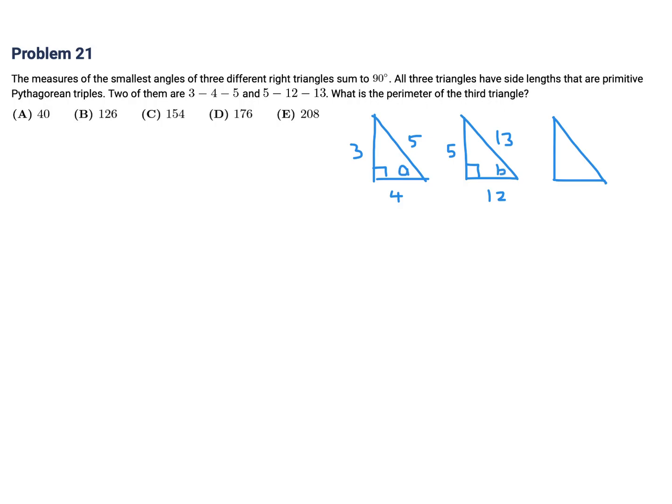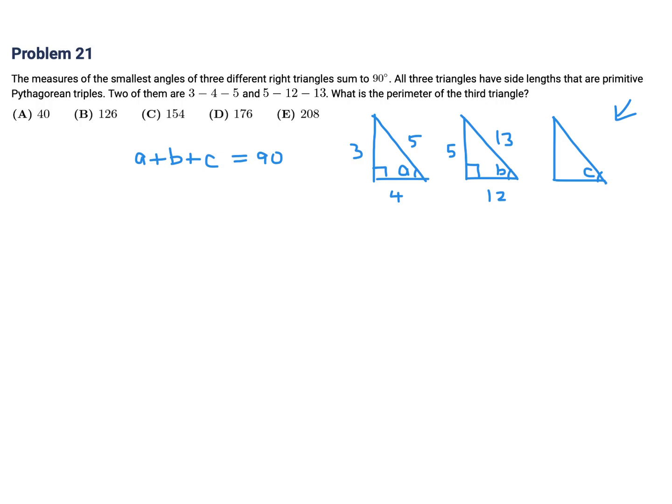Angle A, angle B, angle C. So this angle, and that angle, and those three angles total 90 degrees. Any other information? I think that's it. They want me to figure out the perimeter of this triangle right here.